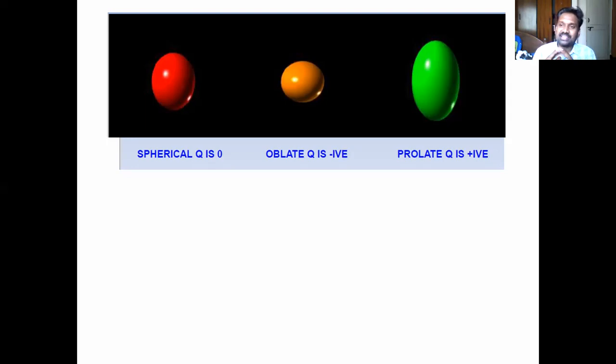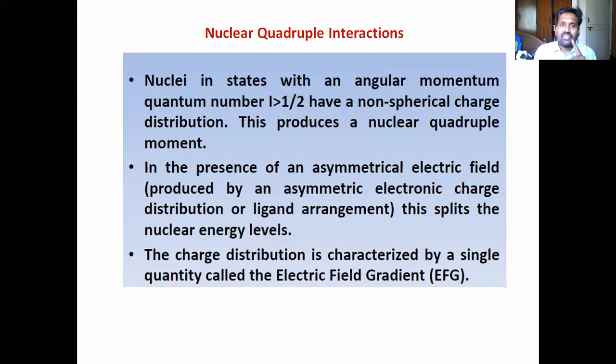I shouldn't say spherical nucleus. If the charge distribution of the nucleus is a spherical ellipsoid, then we say there is no nuclear quadrupole moment. But all nuclei are not like this. There are many nuclei which deviate from the spherical shape of the ellipsoid, particularly the ones which have the angular momentum, not spin angular momentum, the angular momentum I value greater than half. So those nuclei assume a non-spherical charge distribution.